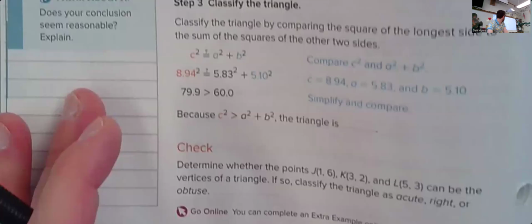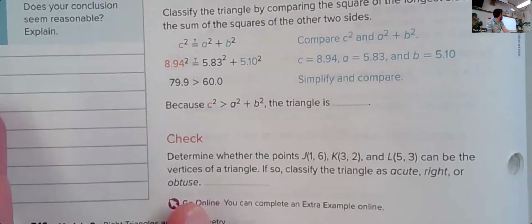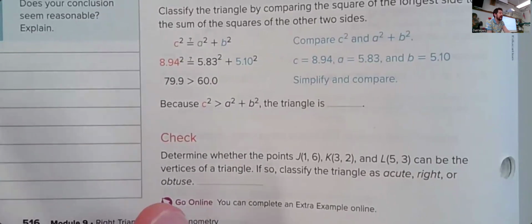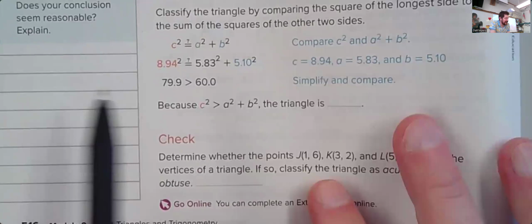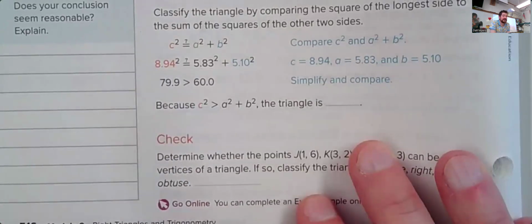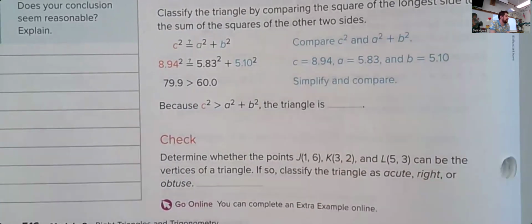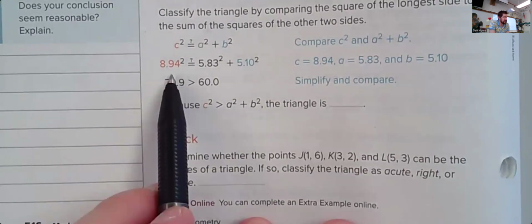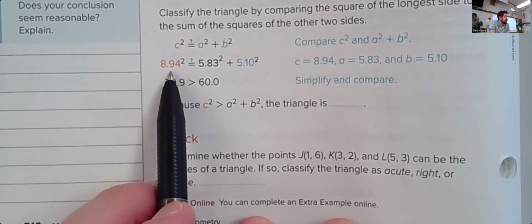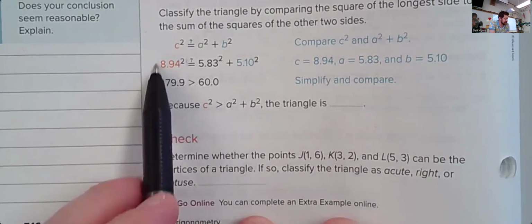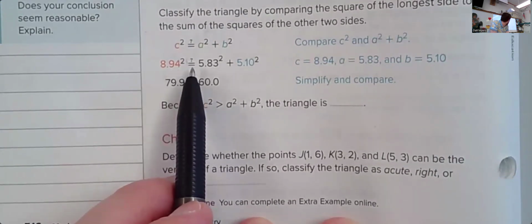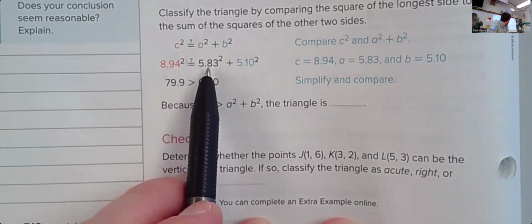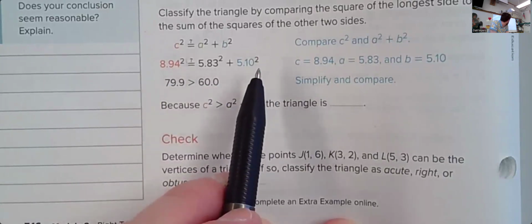And we're going to throw that into the Pythagorean theorem, and we are going to figure out what kind of a triangle we're actually looking at. So if it's a right triangle, this is the most important part: the value of C has to be the longest side. So the 8.94, the longest side always takes the C position. So we're checking, does 8.94 squared equal 5.83 squared plus 5.10 squared?